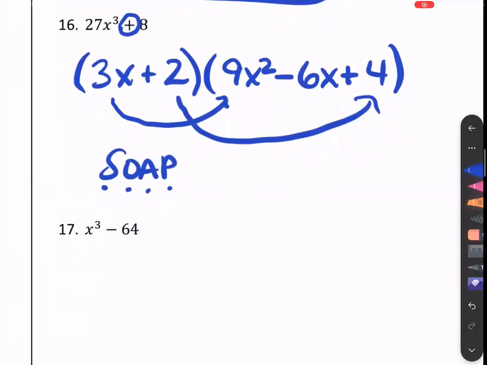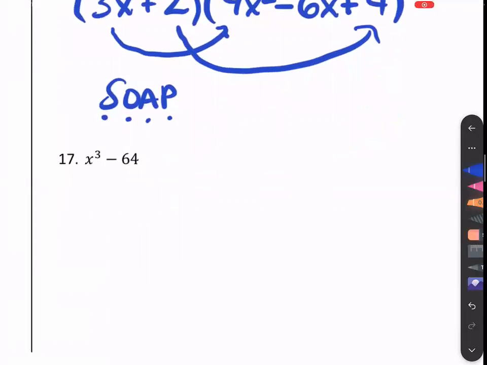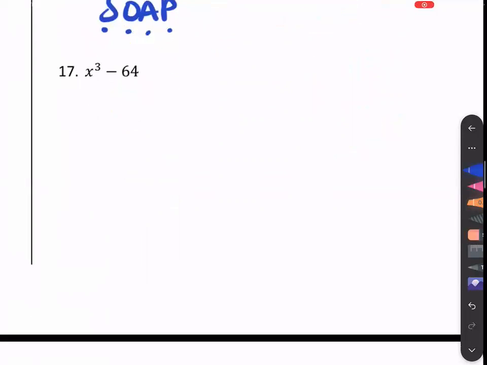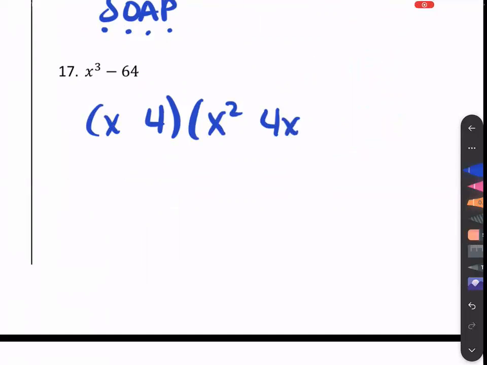Okay, and the last one that we're going to go over is x cubed minus 64. So same thing, perfect cube, take a cube root first. So that's going to be x and 4. First term, I'm squaring x, so I get x squared. Middle term, I multiply them together, I get 4x. Last term, I square the 4, which is 16. Same, opposite, always positive.